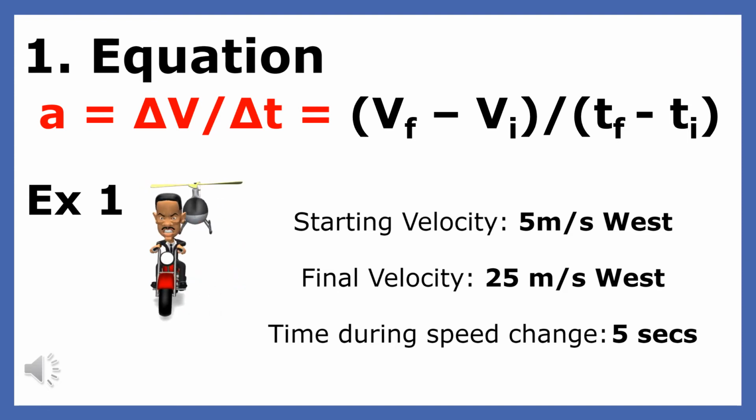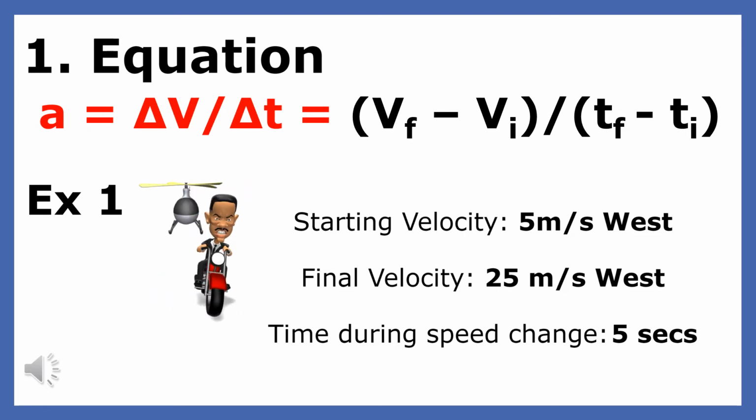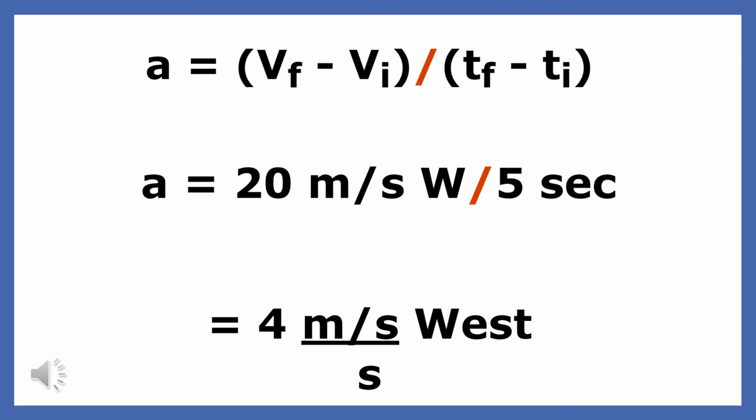In this problem, the velocity changes by 20 meters per second. That's positive 20 meters per second west, and it does it in 5 seconds. The acceleration is 4 meters per second west. We always include direction when we calculate the acceleration if it's given in the problem.